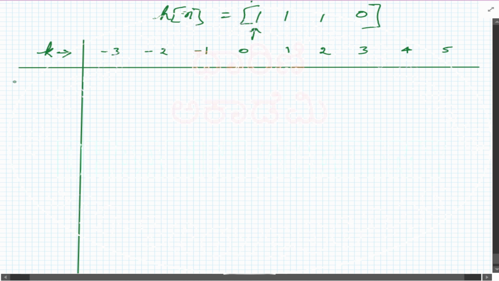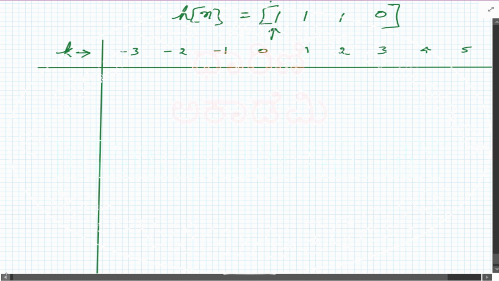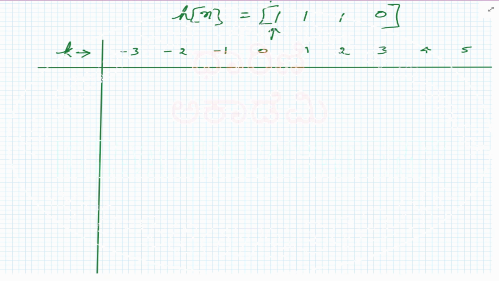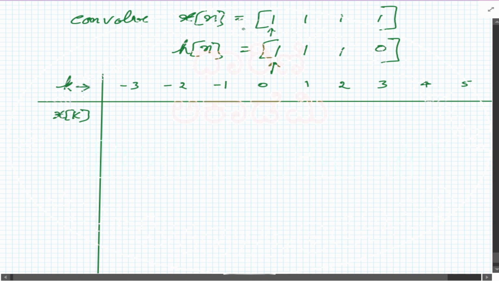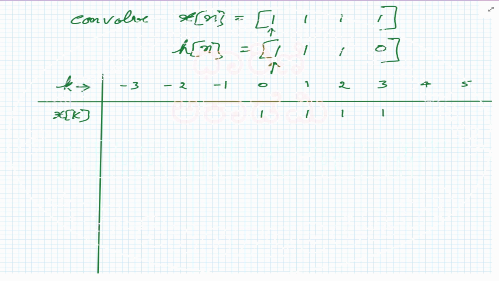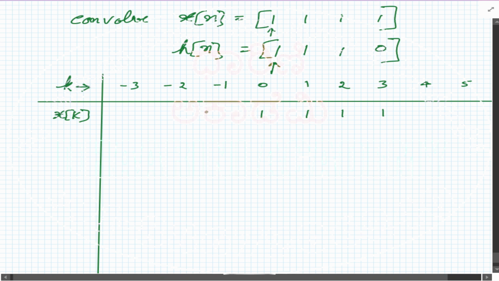I first write the x of k, because the equation for convolution is in terms of k. So this is x of k. You see where x of k begins: x of k is beginning at 0. So this is the signal 1, 1, 1, 1. Then I should perform h of n minus k. But before that, let me write the h of k. You can see that h of k is also starting at 0. So this is 1, 1, 1 and a 0.